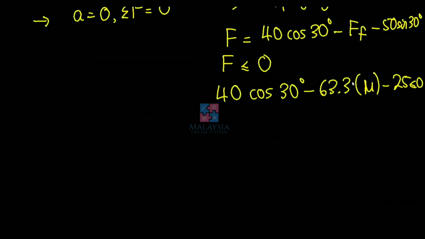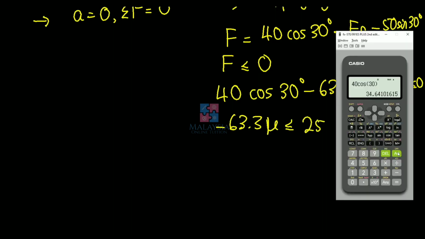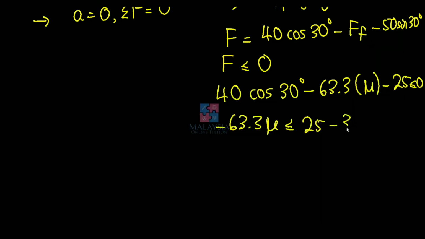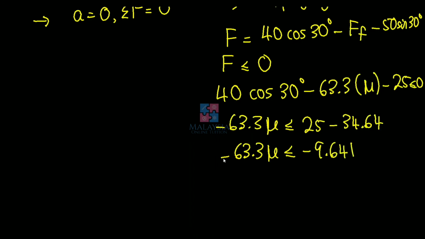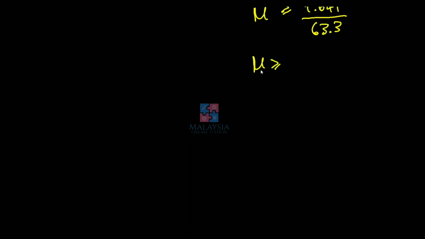So then we will have, okay, negative 63.3 mu to be less than or equals to 25 minus 40 cos 30 degrees, okay, 34.64. So then we will have negative 63.3 mu to be less than or equals to, as you can see, negative 9.641. And then remember that if you remove the negative from the mu, you are going to shift the arrow. So it will be mu 9.641 divided by 63.3.